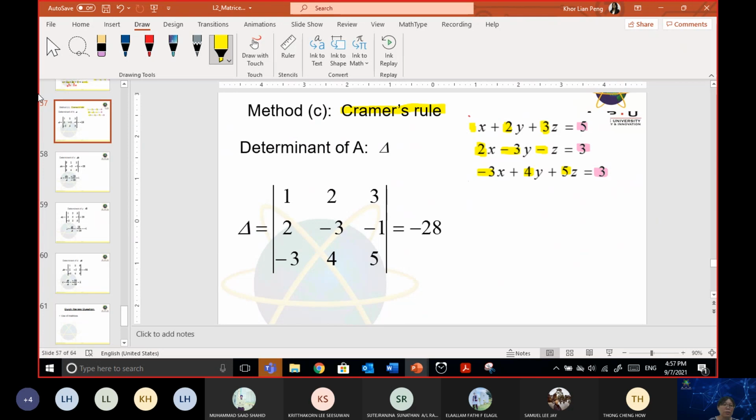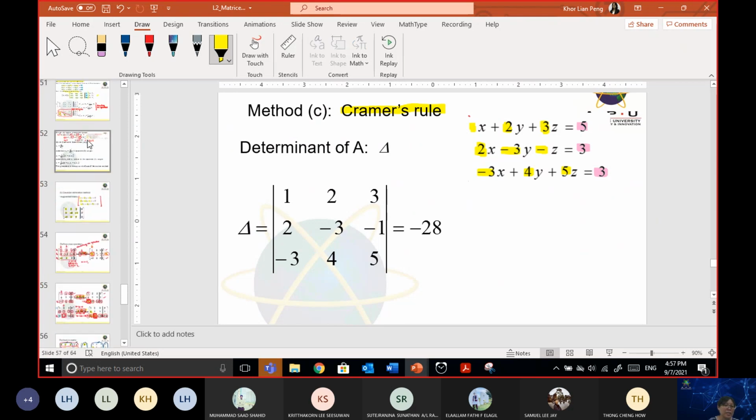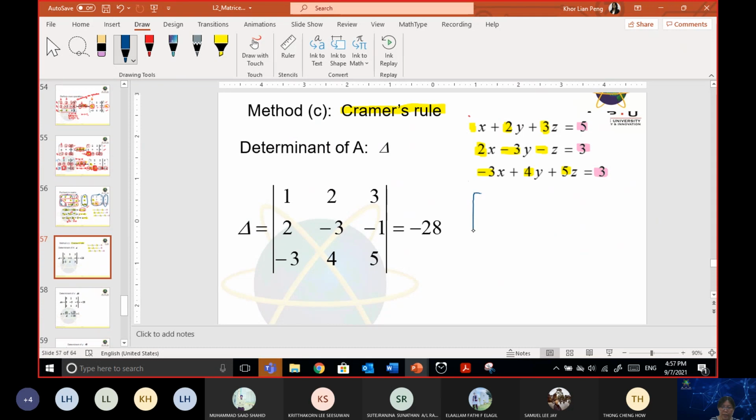Remember previously we can write this equation as this, right? We can write it with the coefficients. Can you see what we have here? Basically it is the coefficient matrix.